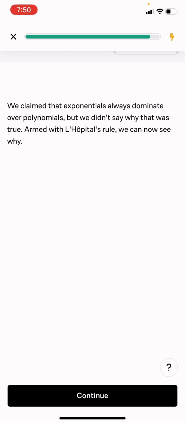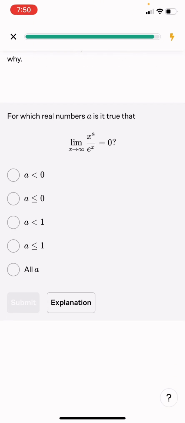Armed with L'Hopital's rule, we can now see why. For which real numbers a is it true that the limit as x goes to infinity of x to the a over e to the x equals 0? If x is a, actually anything.